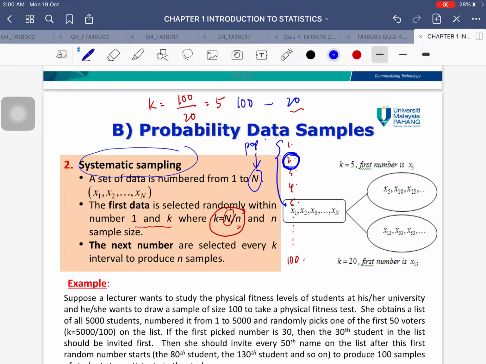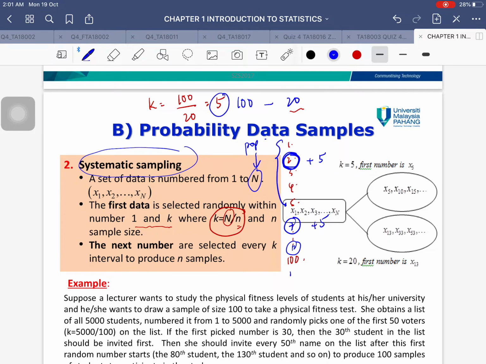Okay, and how do I come across the next person? So the next person will be 2 plus k. So what is my k value? K is equal to 5, so 2 plus 5. So the next person will be number 7. That is going to be my second sample. And who is going to be my third sample? I'm going to have another plus 5, and that is going to be the person in position number 12, and so on. So you're going to keep adding the number until altogether you get 20 names.